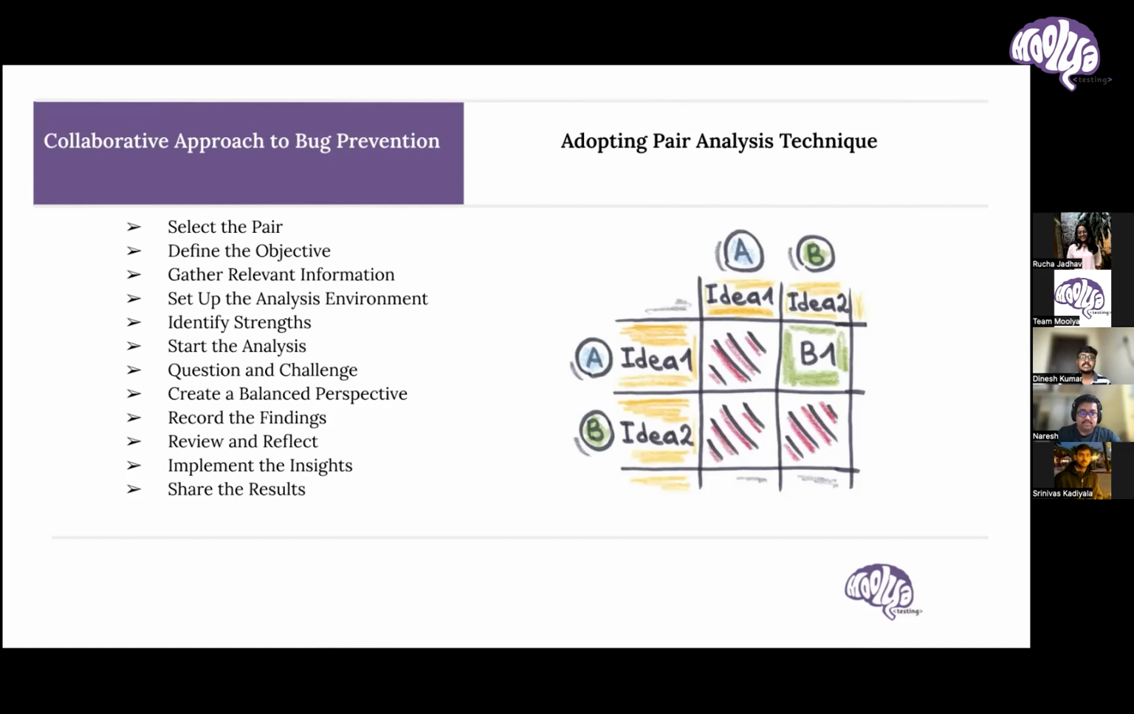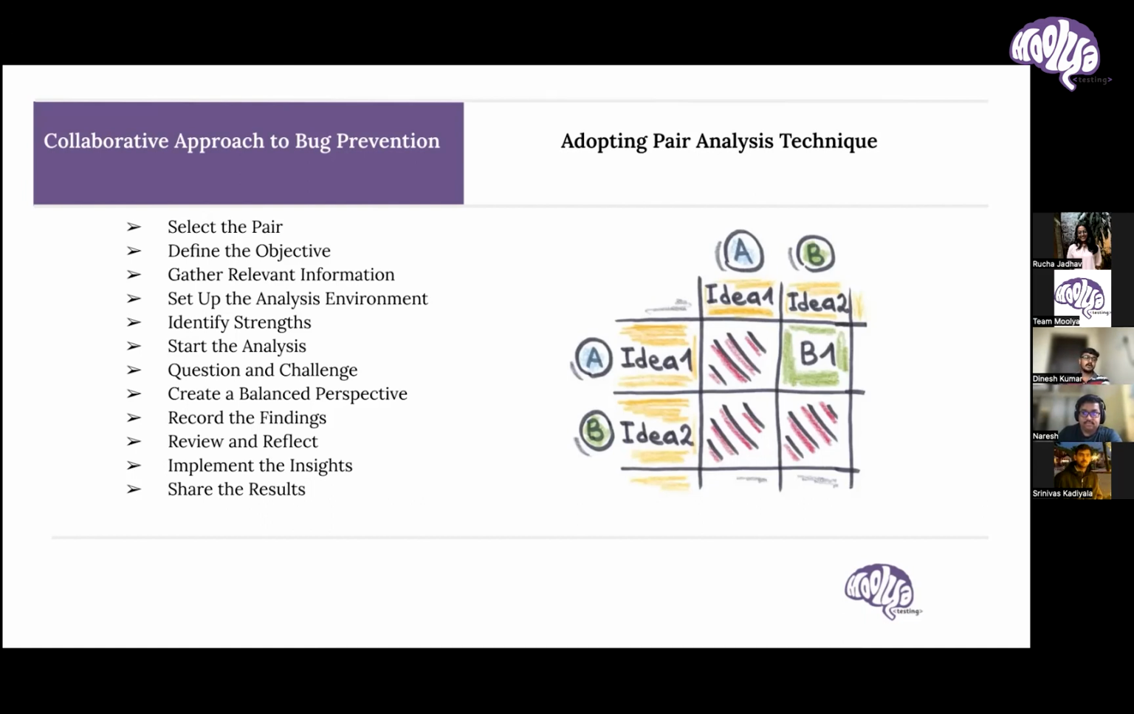And then implement the insights. If the pair analysis results in actionable insights and decisions, take steps to implement them effectively. If it is working fine now, don't just keep it as such; try to implement it often so that you get used to this particular process. Also try to cascade this flow, the pair analysis technique, down to the other teams so that they can make use of it effectively, and share the results. Of course, if appropriate, share the results of the pair analysis with the relevant stakeholders or the wider teams, along with any recommendation or action, clearly and concisely.